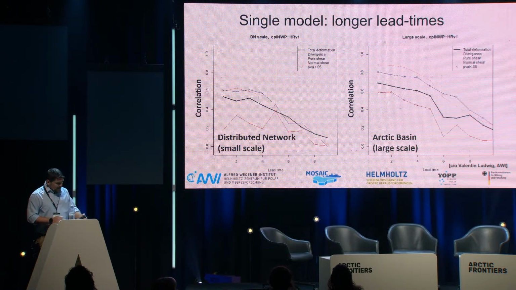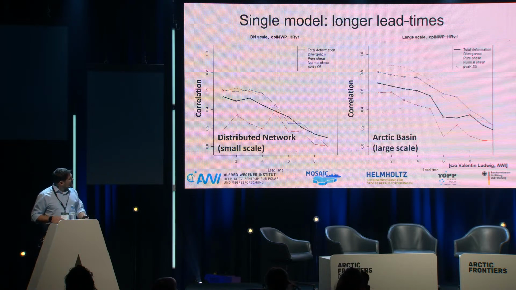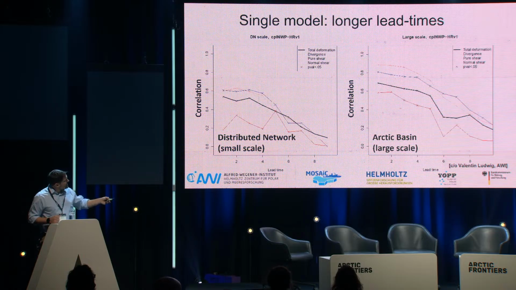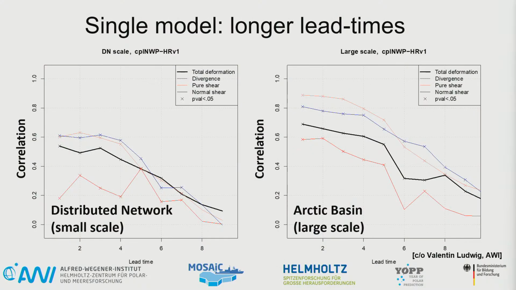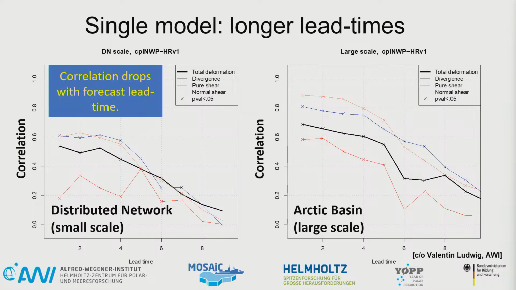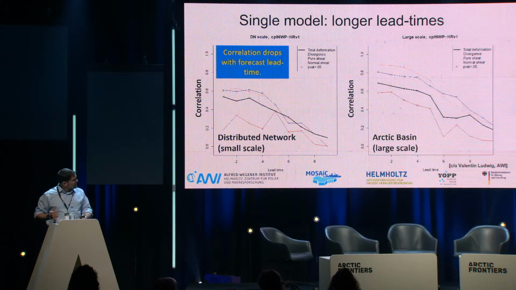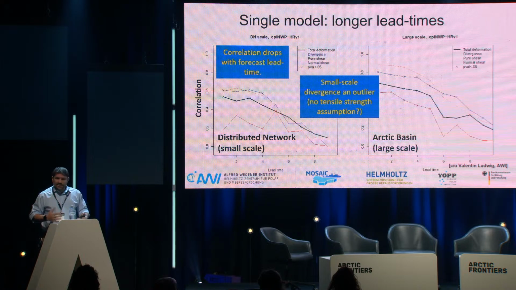which is interesting. And we're looking at longer lead times here. This is still the same model, and the correlations do drop off quite considerably. This red line here is the divergence I was showing you before, and that really is the sort of outlier. It's a bit different from the other things. All the other things seem to follow the same evolution as we increase the forecast lead time. But these correlations are still significant.